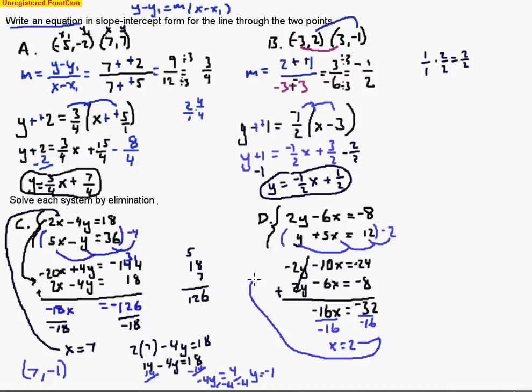Heck, I'm going to put it right over here. I put in for this x because y is almost by itself. y plus 5 times 2 equals 12. So that makes y plus 10 equals 12. So all I have to do is subtract the 10 from 12, and I get my answer. y is 2. So there it is, 2 comma 2, the answer for that last one.